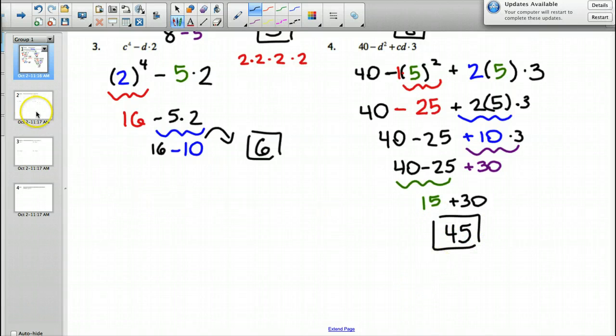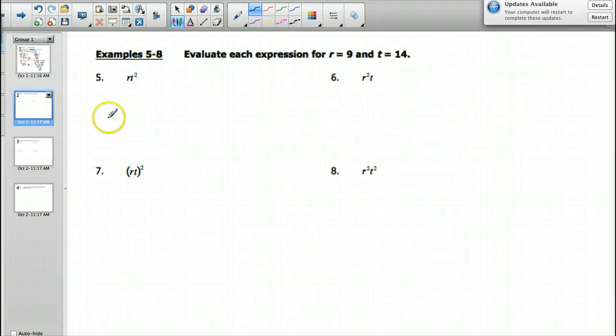Okay, let's move on to the next set of examples now. This time we're going to change variables. We're going to change numbers. I'm going to let r be equal to 9 for this one, and t is going to be equal to 14. So number 5, I have r times t squared. So what you need to do for this one is you're going to plug in, again, 9 for r. So we'll put a 9 in for that.